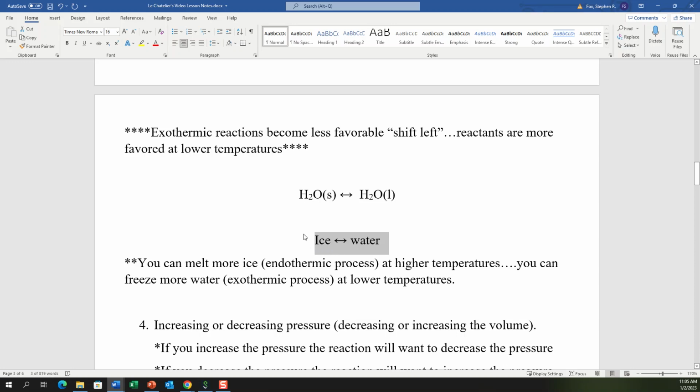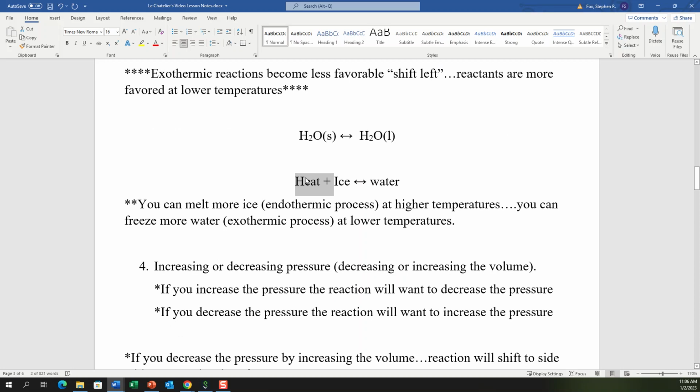At high temperatures. As you increase the temperature, you should be thinking heat is a reactant, because you know that ice melting is an endothermic process. So if you add heat, it's going to shift away from heat. If I remove heat, if I cool it down, it's going to shift towards heat. So that's what we're saying.